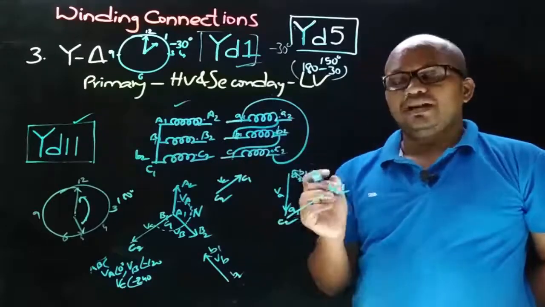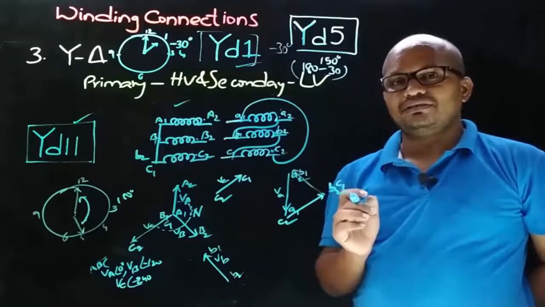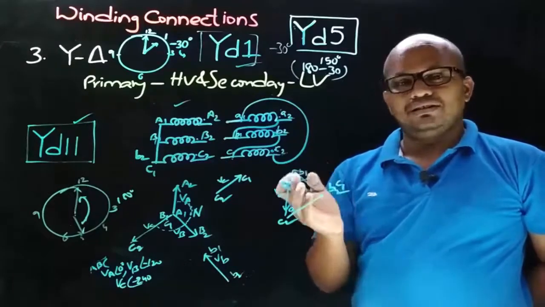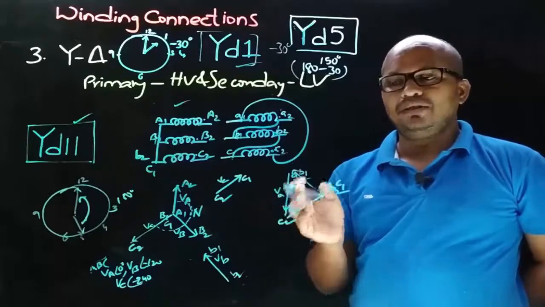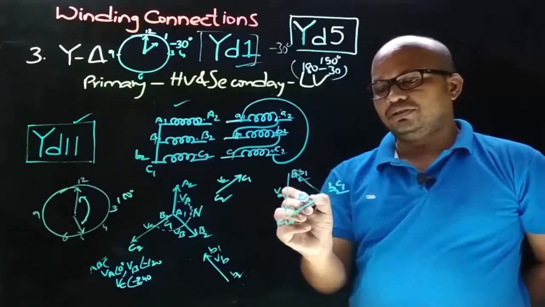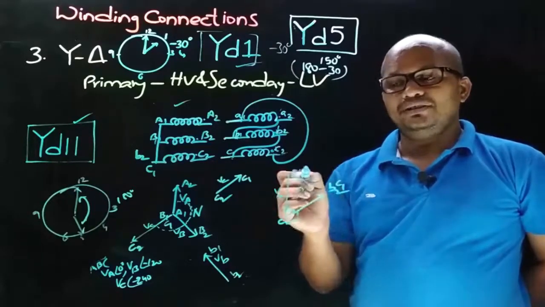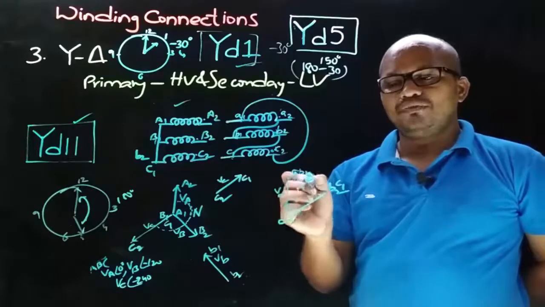A1 has the connection of C2. And now we need to decide the phase to neutral voltage of delta connection. We know that in delta connection there will be no neutral connection, but for comparison purposes we are taking an imaginary neutral. So here let that be small n.